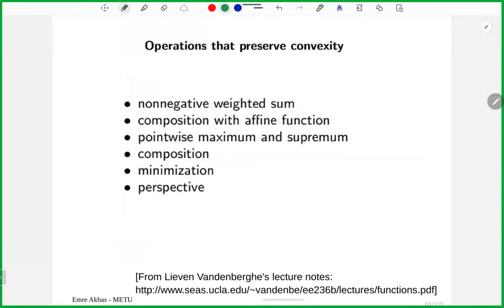And these are the operations that preserve convexity. If you take a non-negative weighted sum of convex things, you still get a convex function. If you compose with affine functions, it is still convex, and so on. So it's not easy.